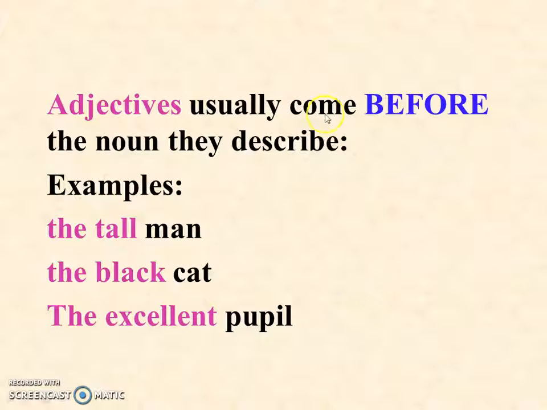So adjectives usually come before the noun that they describe. For example, these black words are all nouns: man, cat, and pupil. And the adjectives are in purple: tall, black, and excellent. And you can see that the adjective is before the noun. We say the tall man. We don't say the man tall or the cat black. Should be the adjective first. So the black cat, the excellent pupil.